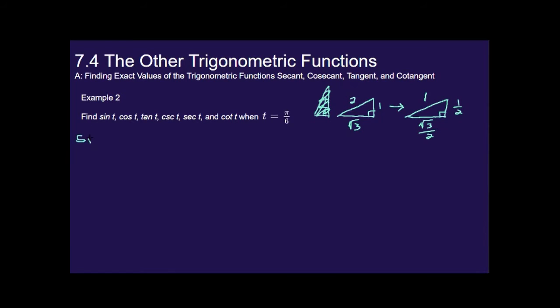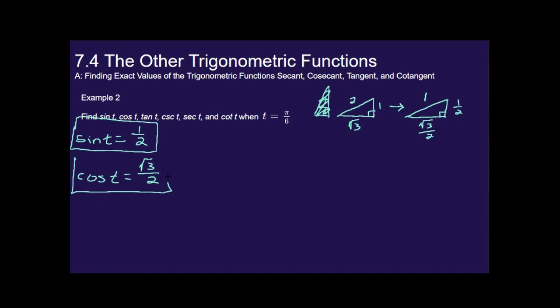So let's start with sine. Sine of t. We know that sine is equal to y. And our y is 1/2. Okay. So that is our solution for sine. Okay, cosine of t is our x. Our x is square root of 3 over 2.